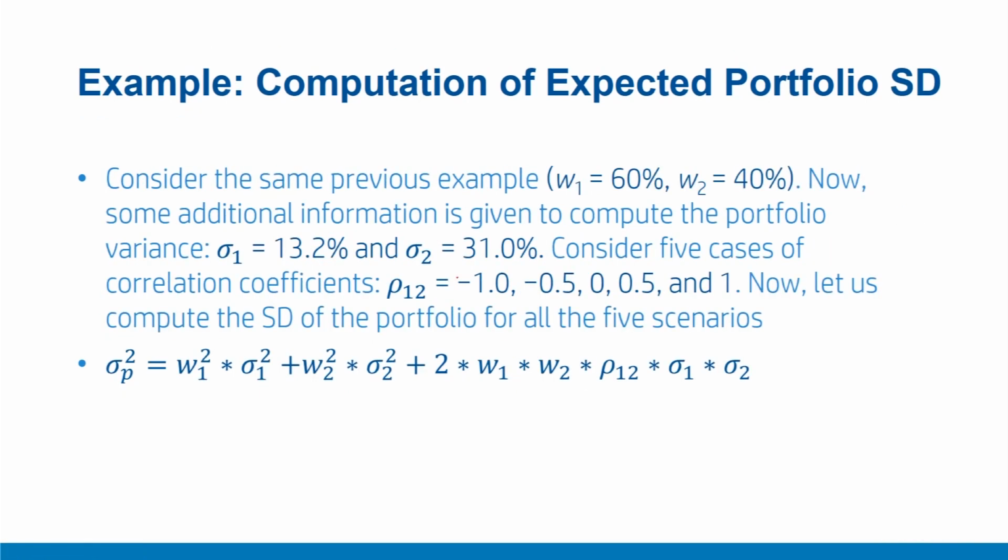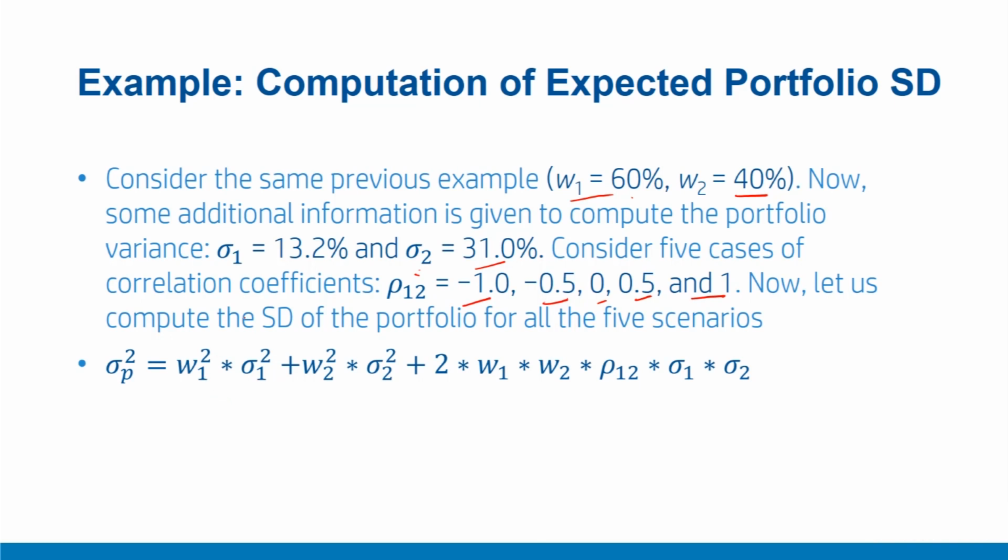Let us consider some additional information in the previous example. That is, the risk, or sigma 1, of security 1 is 13.2% and the risk, or sigma 2, of security 2 is 31%. And the weights invested remain the same, which is 60% in security 1 and 40% in security 2. Now, for different cases, 5 cases in fact, with correlations of -1, -0.5, 0, 0.5, and 1, let us try to compute the risk of the portfolios.